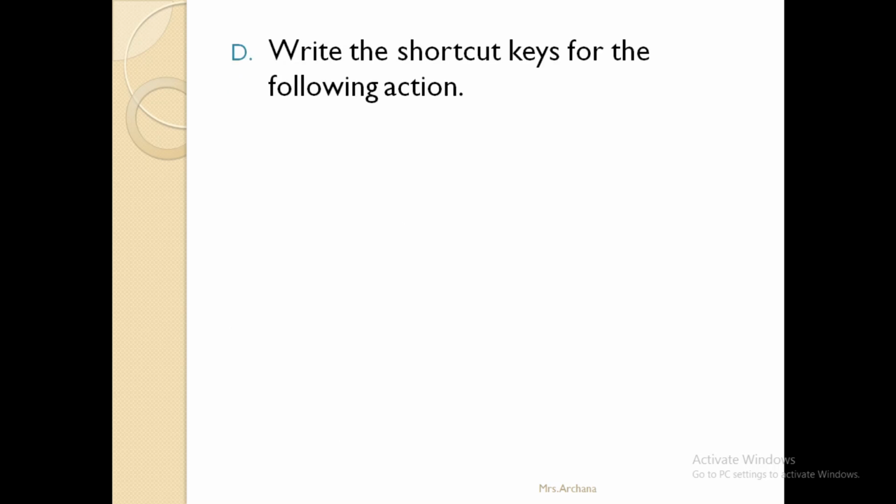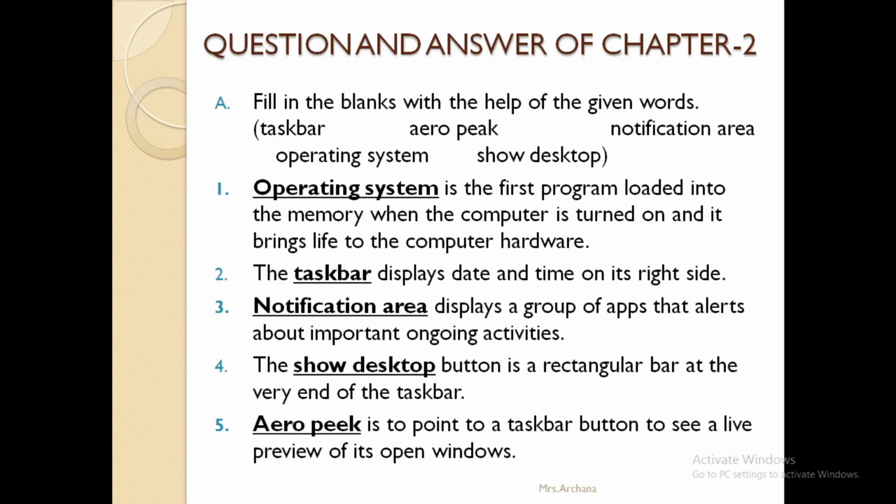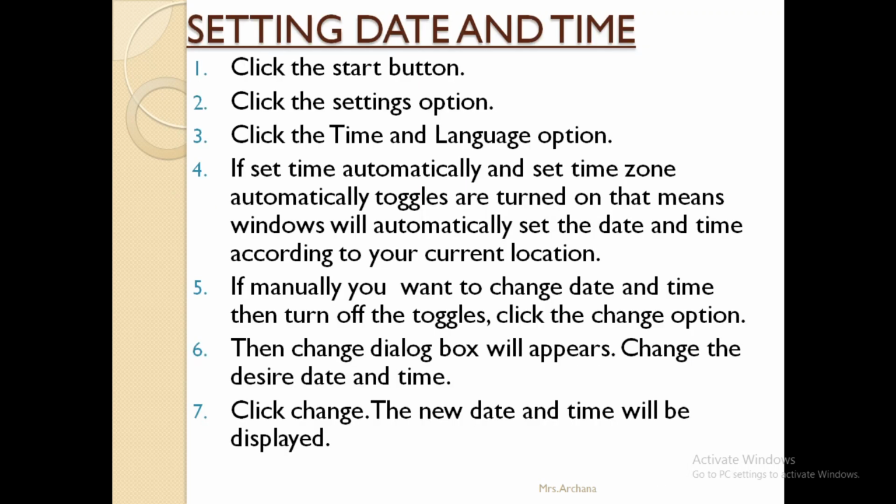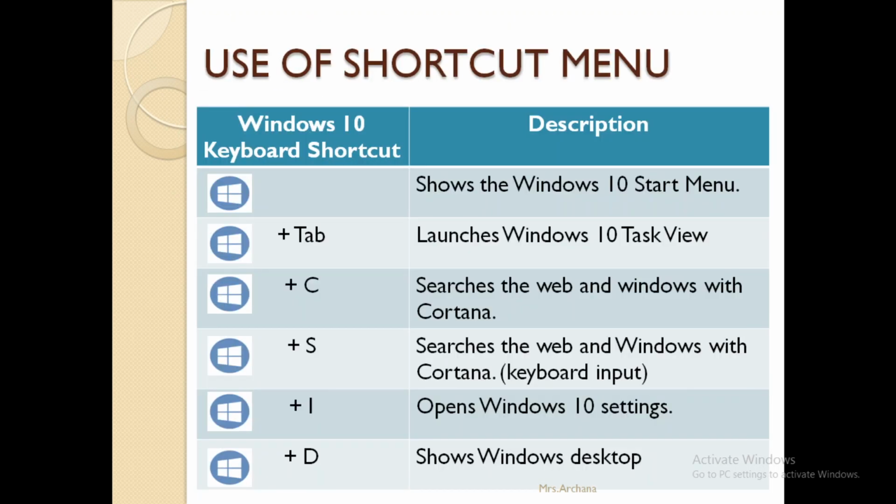Write the shortcut keys for the following actions. See, exactly these things are given. These things are only given. You can write from here. Otherwise, I will keep it paused for a little more time, or you can write it from your book. In your book, it is given already. This is the D number answer.